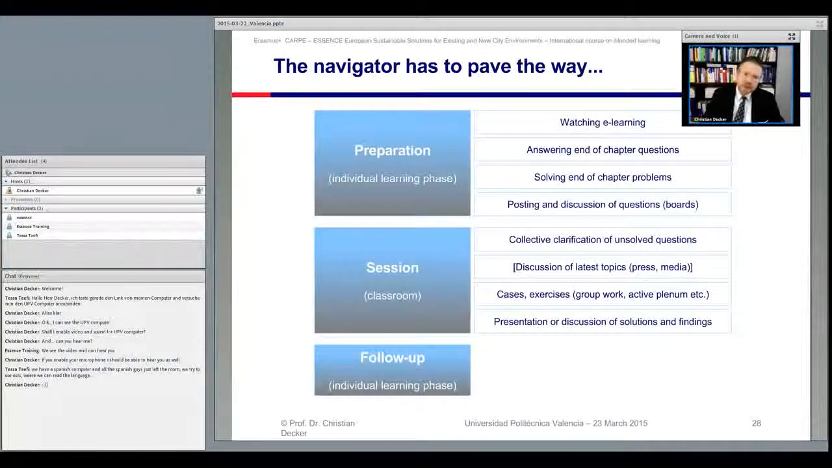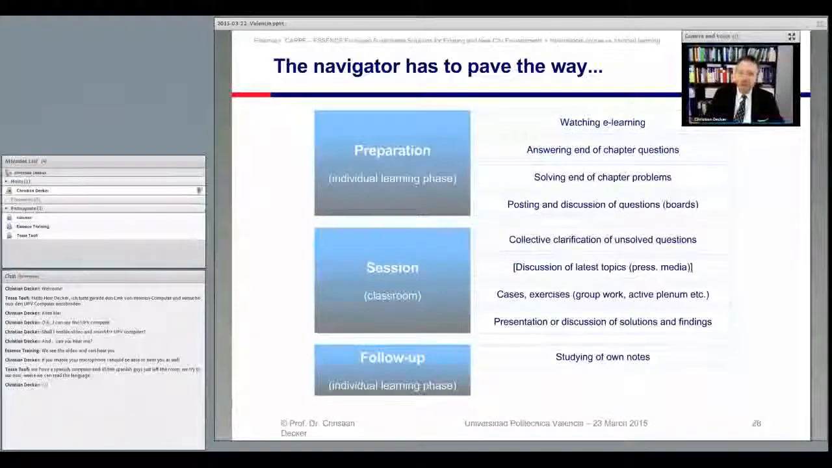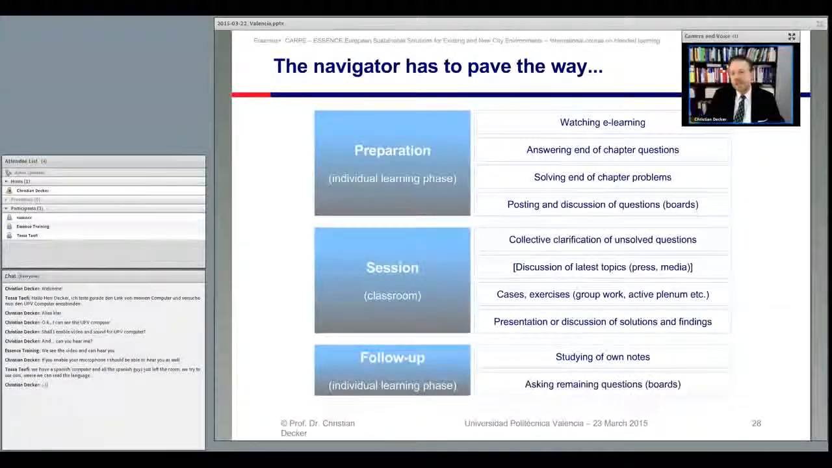Last but not least, there's the follow-up phase, which is again an individual learning phase. Students will go home. They will study their own notes that were taken while participating in the in-class session. And maybe then at a later point in time, questions might pop up again. And again, students have the option to ask these questions using the boards. Now, the navigator has to pave the way. That sounds maybe a little bit like dramatizing the function of the instructor.